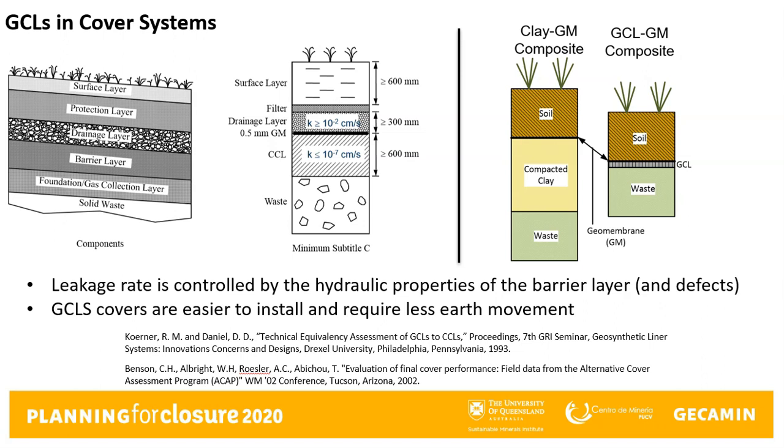GCLs have also been used in a similar fashion for capping applications. Cover soil systems typically include a surface layer, a filter layer, and a drainage layer. Beneath these water management layers, a geomembrane is installed over the GCL to protect it from desiccation in the presence of calcium. I'll touch on why that's important in a few slides. The use of GCLs in capping systems is much more efficient because they're easier to install and require much less investment into cover soil placement.